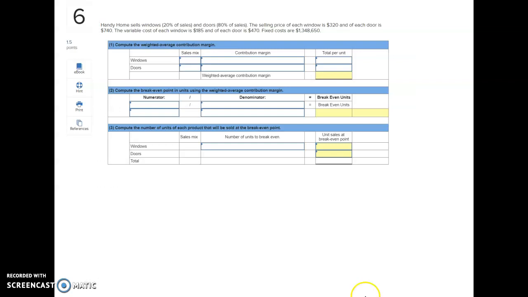All right, 6 is calculating break-even when there's a sales mix, so when you have more than one product. You can check out pages 716 to 717 for the explanation of this.